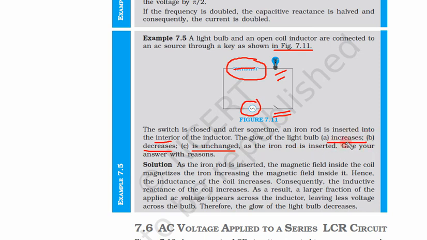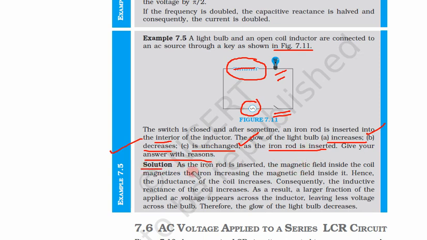This is a multiple choice type of question. We have to tell whether the glow of the bulb will increase, decrease or remain unchanged when we insert the iron rod, and we also have to give the reason. So it is a multiple choice question: increase, decrease or remain unchanged. We have to tell.